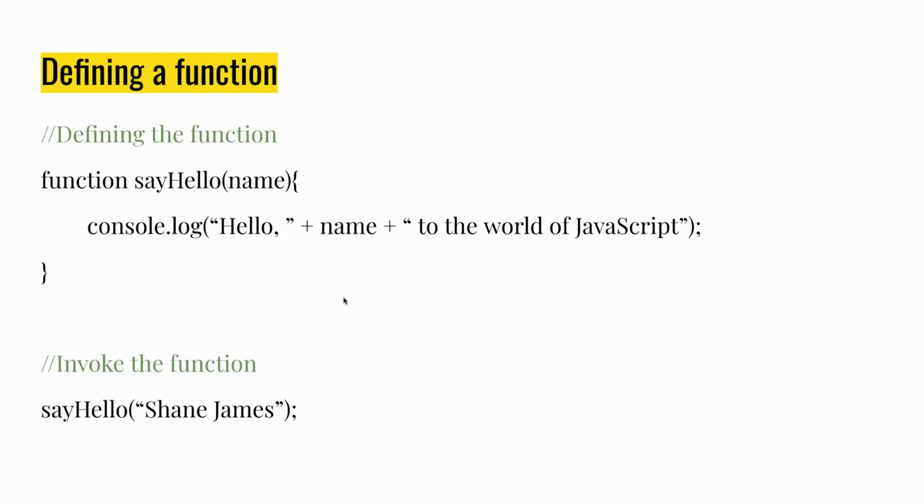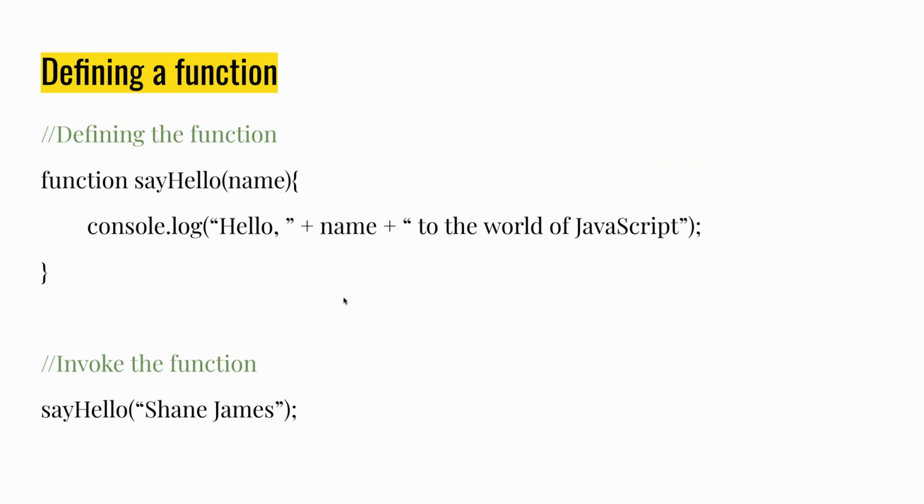Now here, what I'm doing, I'm defining a function and then I'm calling the function. As you can see here, I'm defining a function called say hello. So any function that we define will start with the keyword function followed by the name of the function. Then within the brackets, you can list the parameters. And then what this function is doing is basically printing something on the console, like hello followed by the name which I'm passing to this function, to the world of JavaScript.